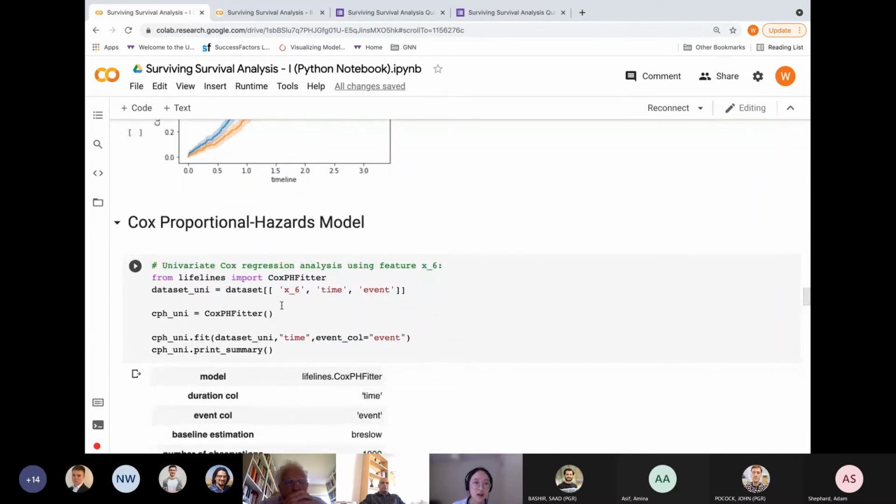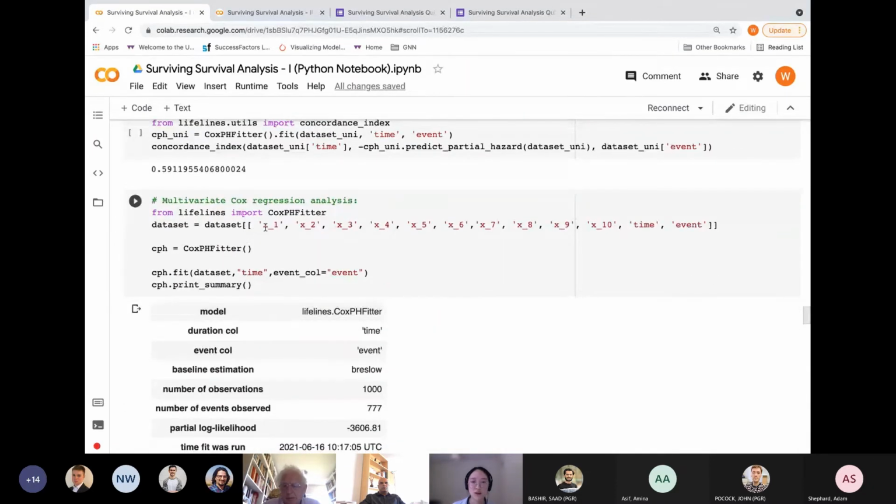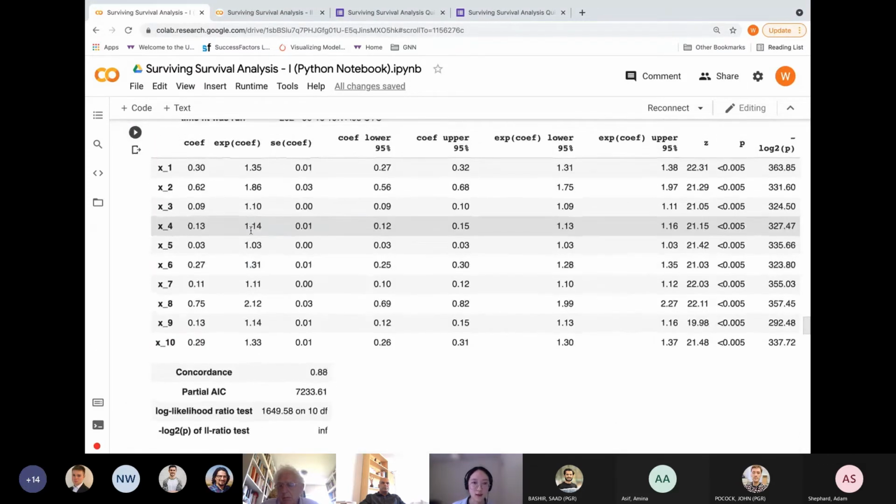Okay, so now we only considered one feature, but what if we have more than one feature? Here we show you how to use the Cox proportional hazard model to do multivariate Cox regression analysis. We use all 10 features and also the time and the event information. We fit the Cox proportional hazard model on this dataset, then we can get this table here.